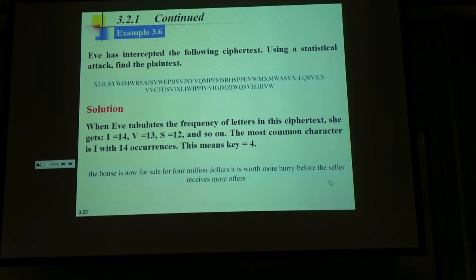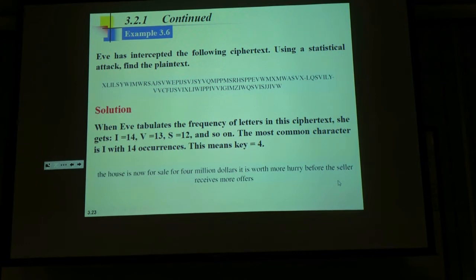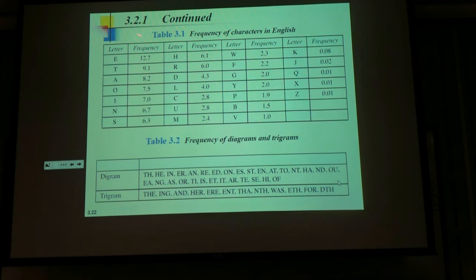Wait, how did you get that? How did you decrypt it? Well, the most common letter in English is E. From E to I there is a difference of 4. That means E was shifted by 4 and became I.